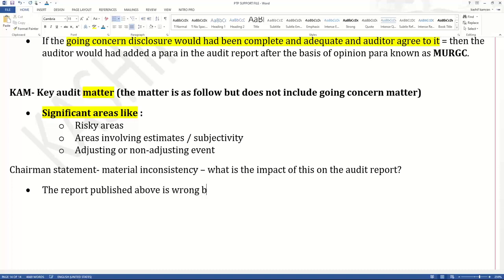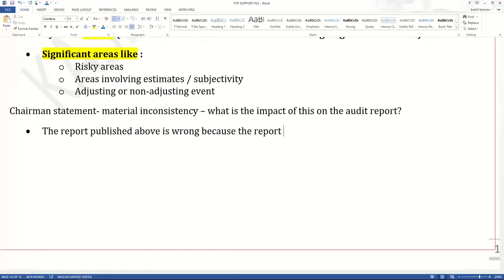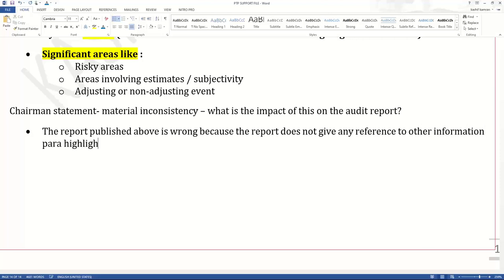The report published above is wrong because the report does not give any reference to an other information paragraph highlighting the material inconsistency in the chairman statement. So should you have included an other information paragraph in the report highlighting the material inconsistency in the chairman report? Have you done it? So is the report published by the supervisor right or wrong? There is no other information paragraph in the report.